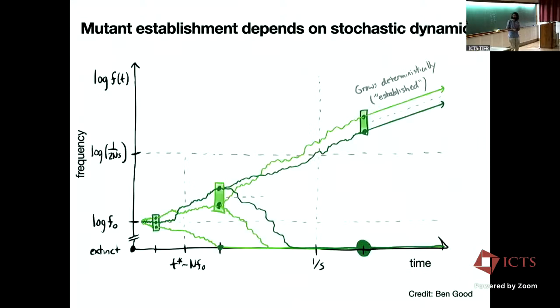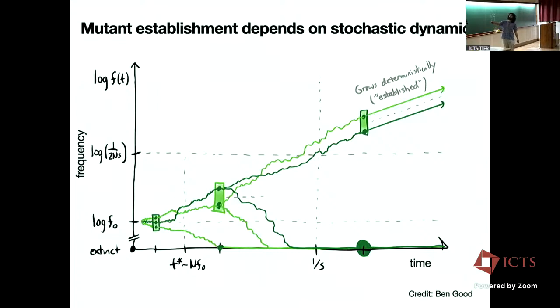Credit to Ben Good for this very nice cartoon and generally an excellent set of lectures on evolutionary dynamics and population genetics. If you don't know about this stuff, I strongly encourage you to read them. They're available online. They're really, really nice. Okay, so here goes my feeble attempt at explaining this idea of establishment.